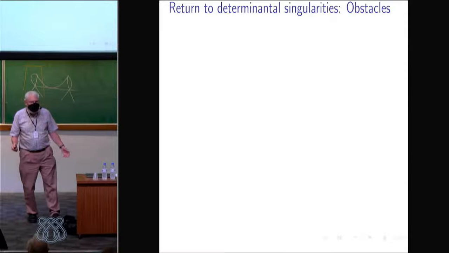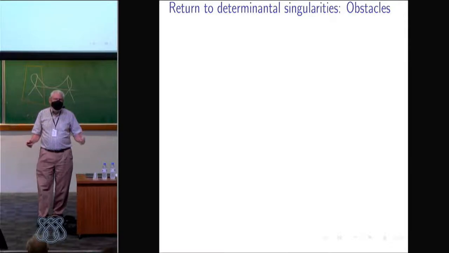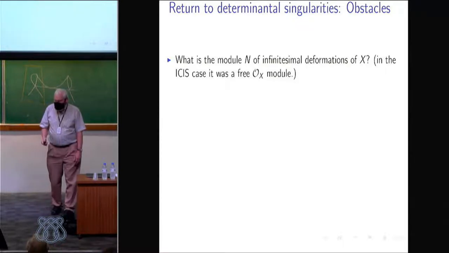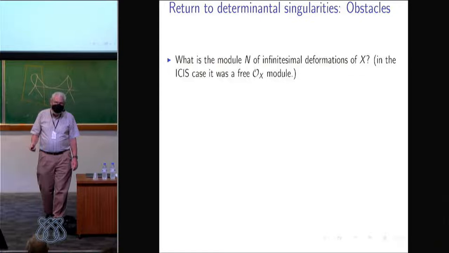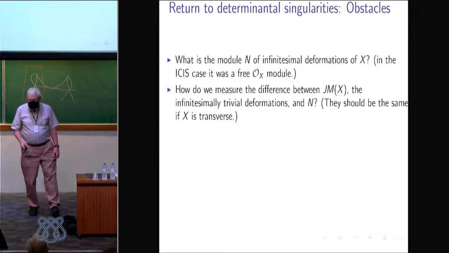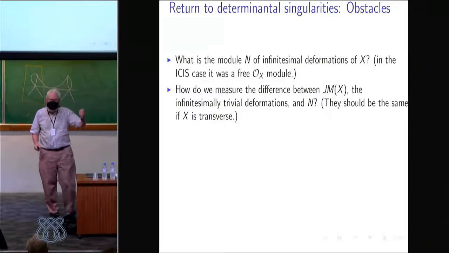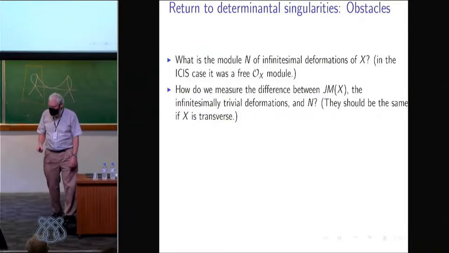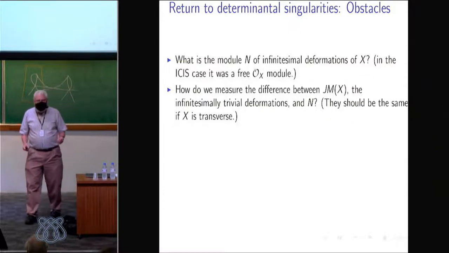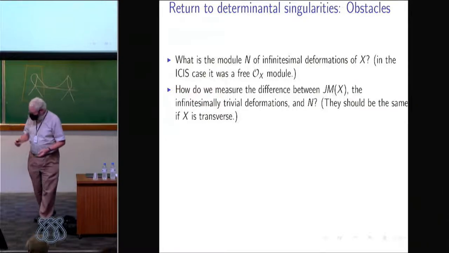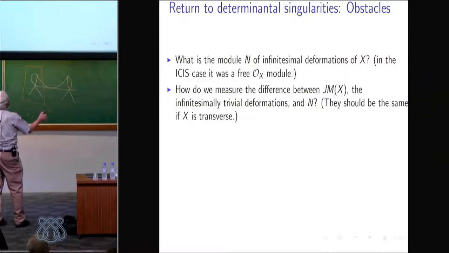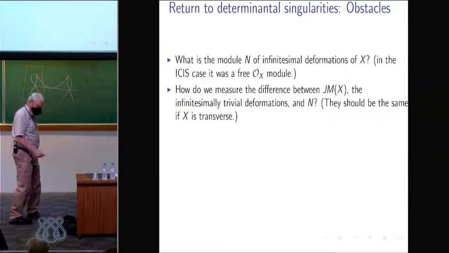And now we have obstacles that we have to overcome. These are things that were not present in the ICIS case. What is the module of infinitesimal deformations? In the ICIS case, it was a free O_X module. How do we measure the difference between JMX and the infinitesimally trivial deformations in N? And they should be the same if X is transverse. The problem is the multiplicity of the Jacobian module. Here we've got the Jacobian module. The multiplicity of the Jacobian module won't work because it's not defined. We're going to do something else.